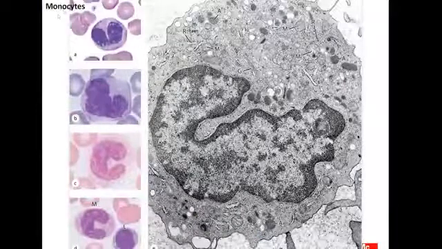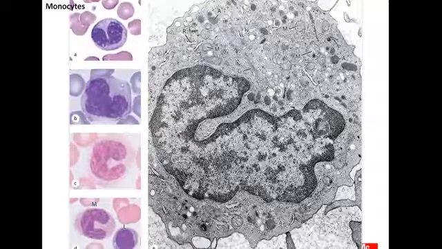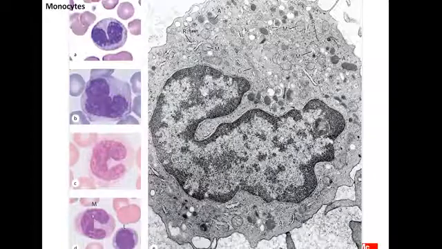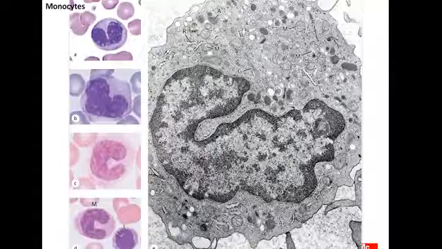The second cell is the monocyte, with agranulated cytoplasm. This is the nucleus, kidney shape, agranulated cytoplasm. Kidney shape nucleus. You can see and compare between the monocyte, the biggest cell in the blood, and the smallest cell, the lymphocyte. Both of them are agranulocytes.